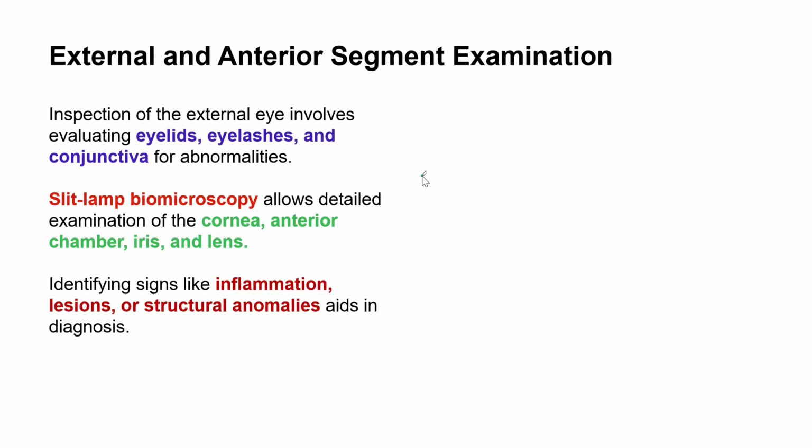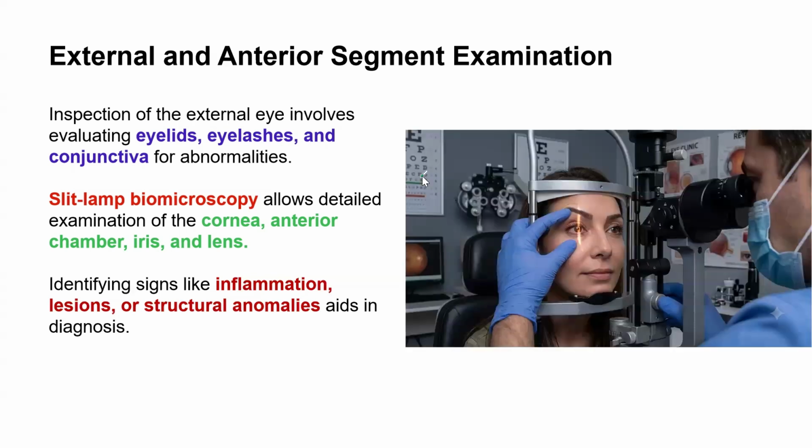And then in addition, identifying signs like inflammation, lesions, or structural abnormalities also aids in diagnosis. So you can identify signs in the patients that will help you to easily diagnose the patient. Then, as you can see, these are some of the techniques using slit-lamp biomicroscopy to examine the cornea, anterior chamber, the iris, and the lenses.